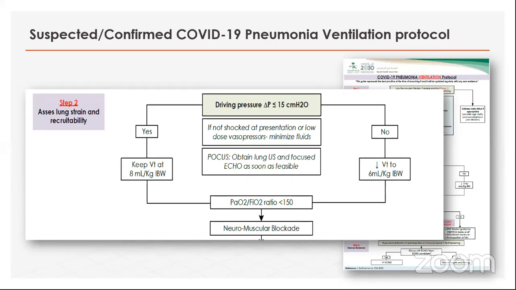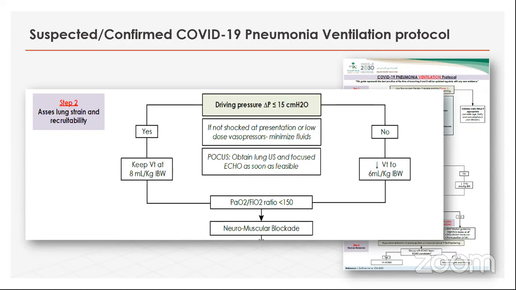If the driving pressure is less than 15, it means that this lung does not have much recruitable alveoli, there is no much atelectatic area. So the driving pressure, the plateau minus PEEP, is low, meaning the tidal volume stress on the baby lung is low. So this lung is usually non-recruitable, and the tidal volume we are giving is okay for this one.